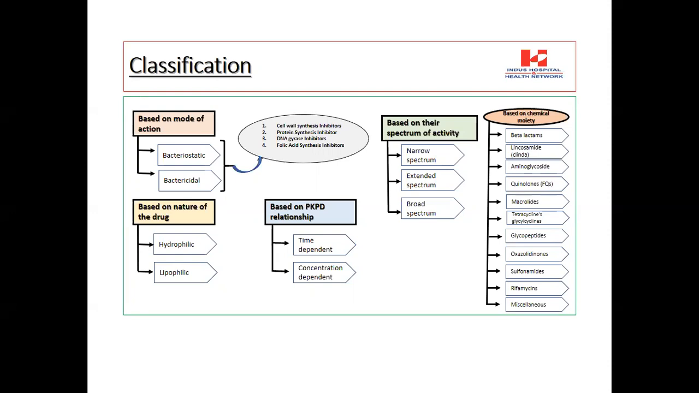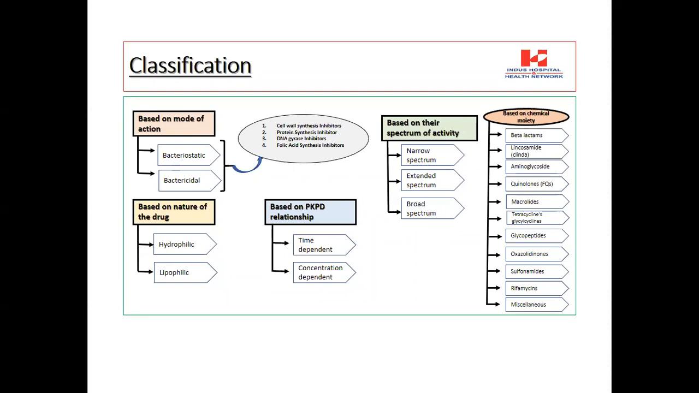Extended spectrum यानी कि थोड़ा सा ज्यादा होगा, gram positive and gram negative. Broad spectrum, most of the bacteria, infectious bacteria, that antibiotic will cover. So on the basis of a spectrum of activity, they are classified in three: narrow, extended, and broad spectrum.